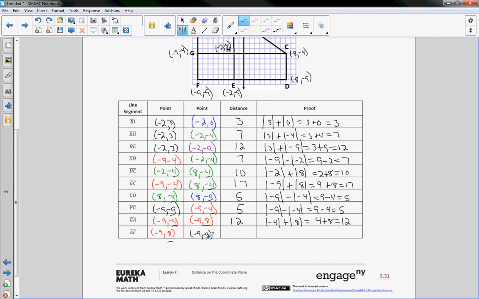And then finally, the y values are different in this. They're opposite signs. We're going to add the absolute value of 8 plus the absolute value of -9, which equals 8 plus 9, which equals 17. And we have completed the table.